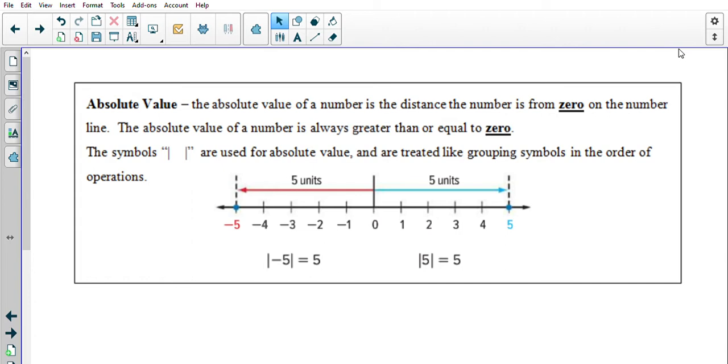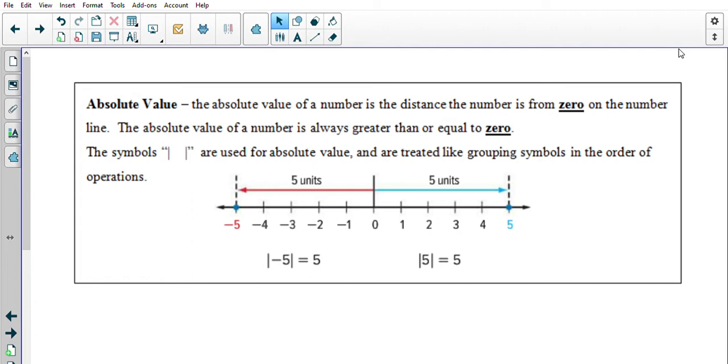So I want to start, you want to find the box in your guided notes where it says absolute value. I believe it's on the back of the first page. So let's define what absolute value is. Absolute value of a number is the distance the number is from 0 on the number line. So it represents a distance. The absolute value of a number is always greater than or equal to 0. So if I ask you for the absolute value of any number, it should be greater than or equal to 0.